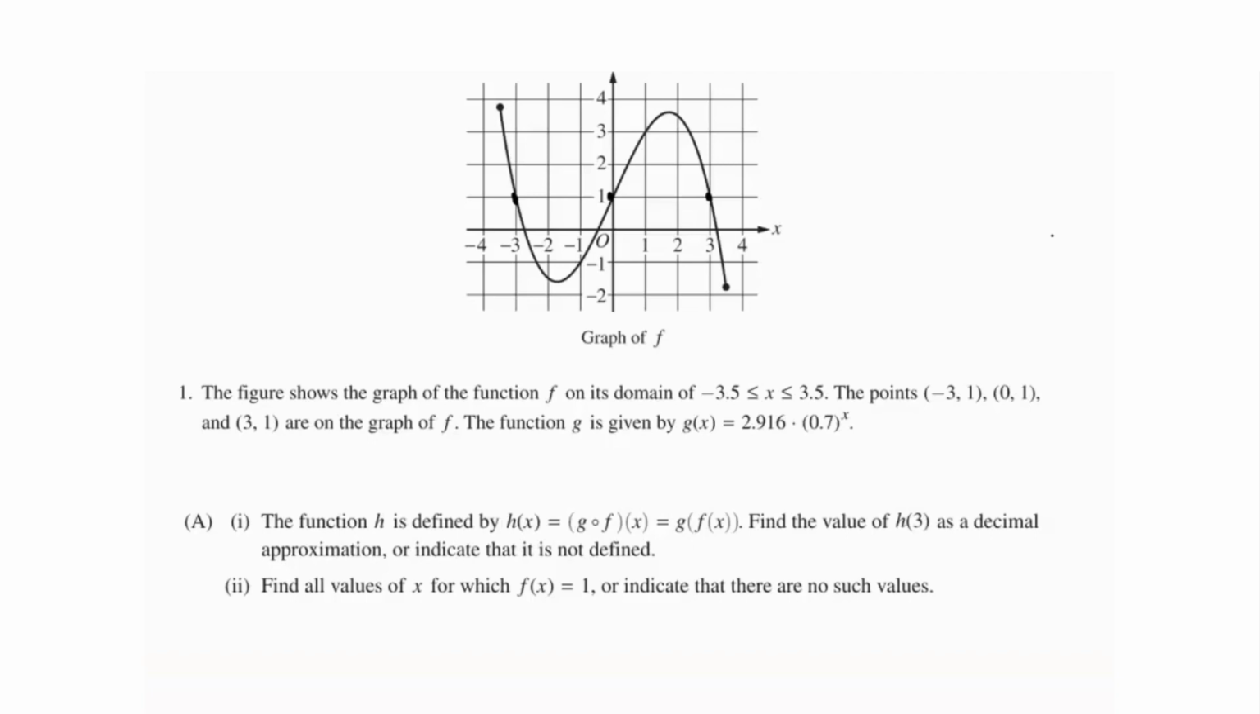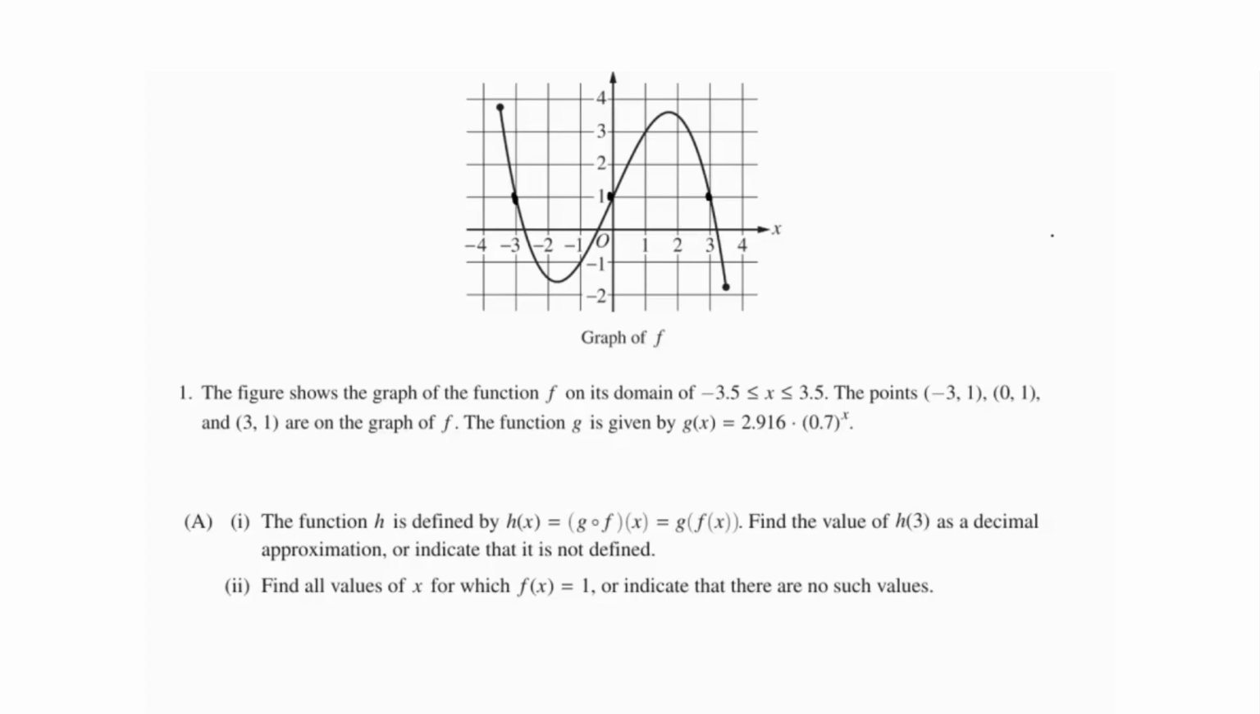All right, so this is my attempt at the 2024 AP Precalculus FRQ number 1. This is with a graphing calculator. So in part A, it says the function h is defined by the composite function, h of x is equal to the composite function g of f of x. Find the value of h of 3 as a decimal approximation or indicate that it is not defined.